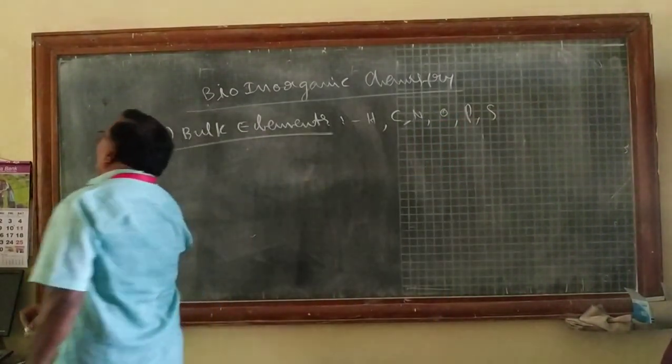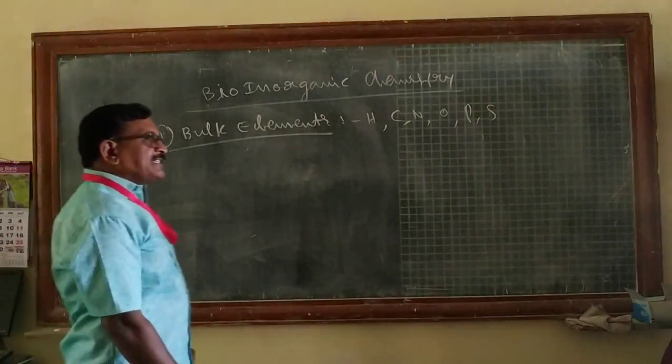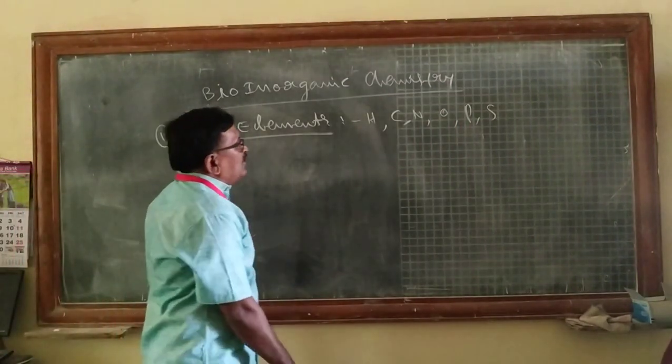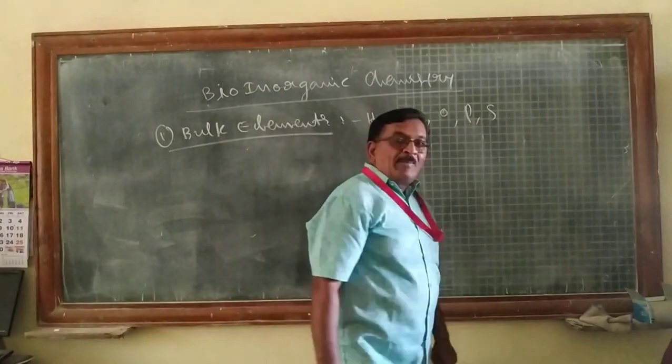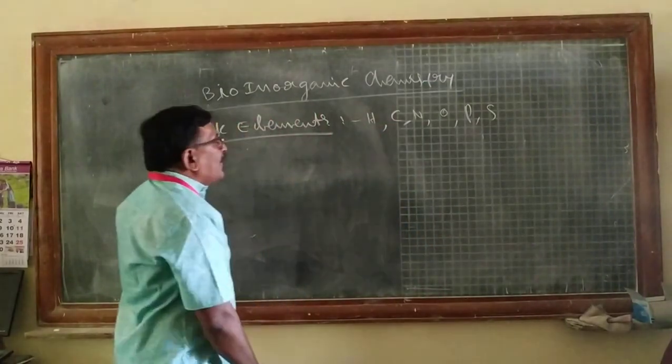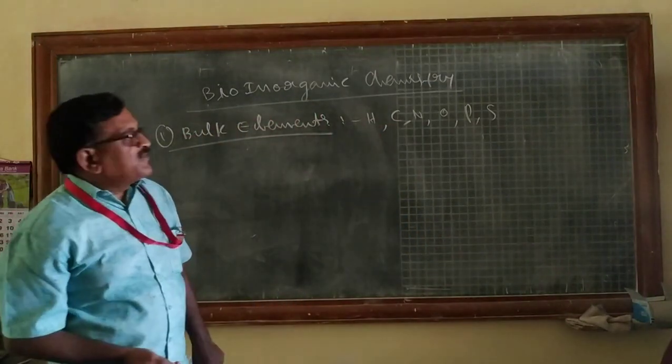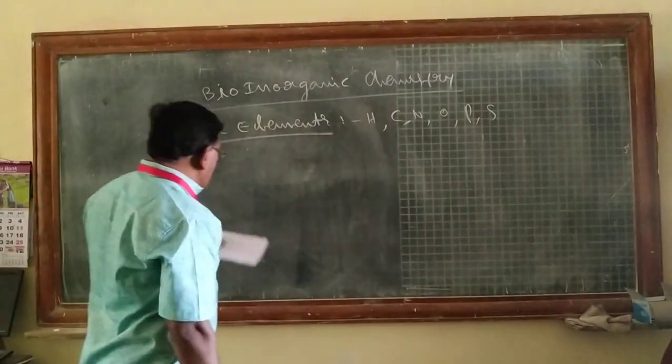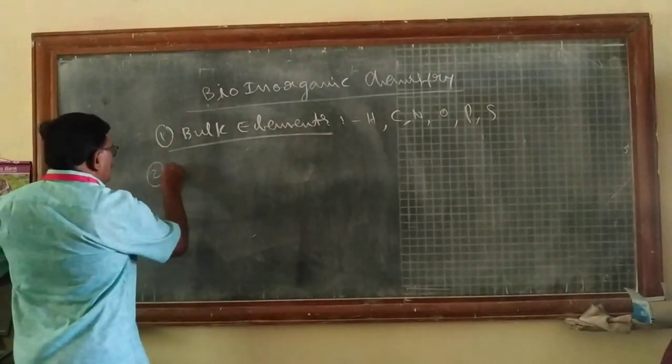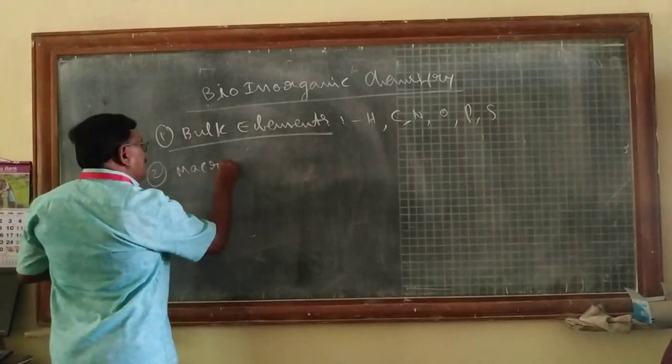The bulk elements are present in the body of plants, animals or the human system, and the main bulk elements are hydrogen, carbon, nitrogen, phosphorus and sulfur.